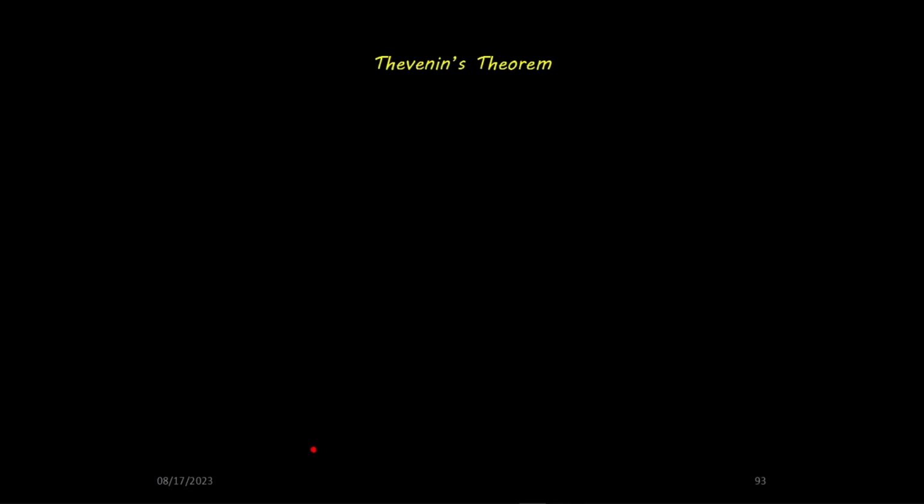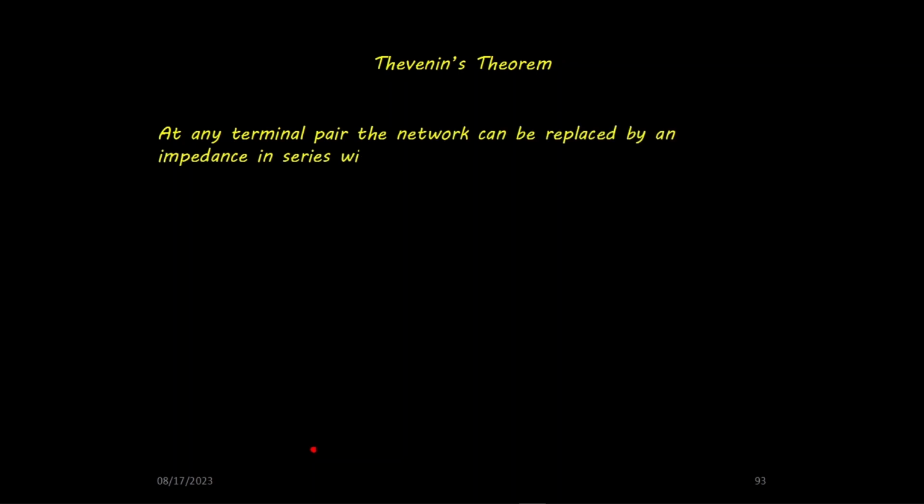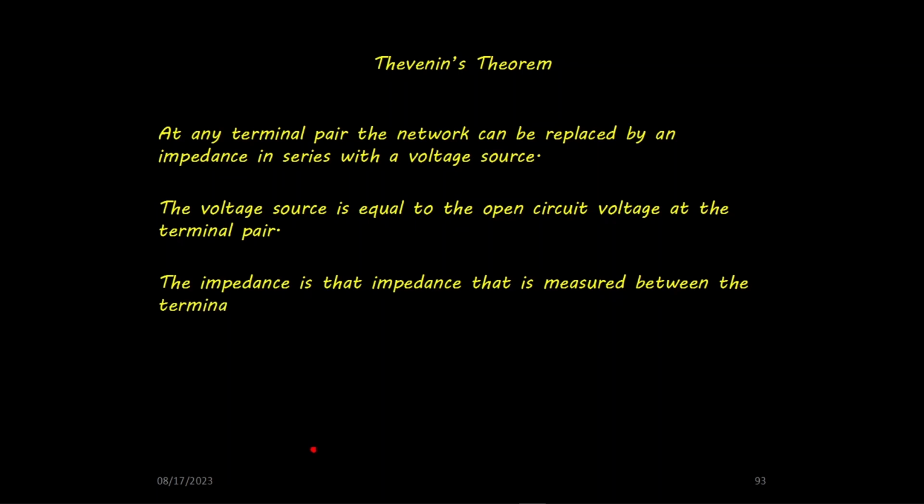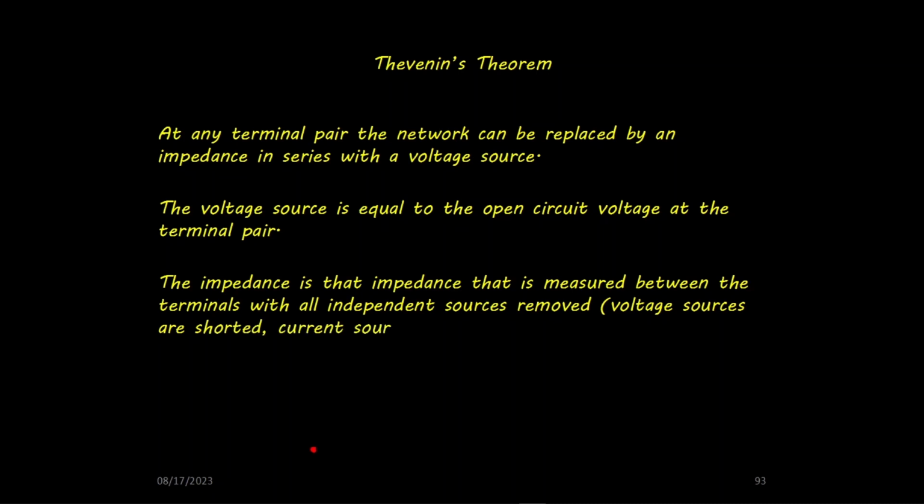Thevenin's theorem states, at any terminal pair the network can be replaced by an impedance in series with a voltage source. The voltage source is equal to the open circuit voltage at the terminal pair. The impedance is that impedance that is measured between the terminals with all independent sources removed. Voltage sources are shorted, current sources are open.